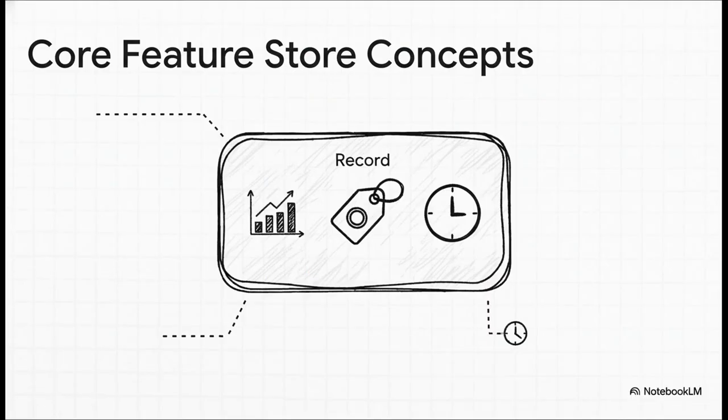So let's just quickly break down the lingo. A feature is just an input, right? Like the transaction amount. A record is simply all the features for one single event, all bundled together. That bundle gets a unique name, the record identifier. And, crucially, it gets a timestamp, the event time, so you know exactly when it happened.